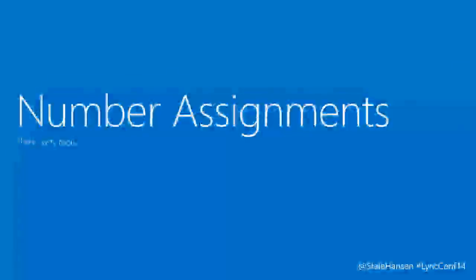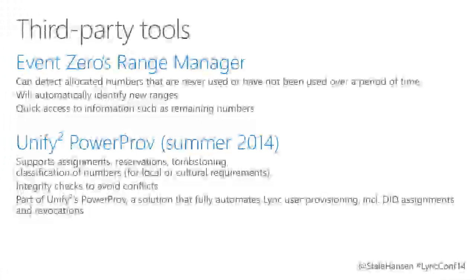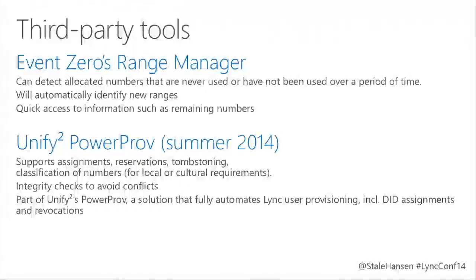You also have some third-party tools for this. You have Event Zero's Range Manager, and you have a common tool from Unify Square that's part of their PowerPro suite. So Event Zero can install an agent on your front-end server and will check if numbers are in use, what numbers are available, detect new ranges, and also see if numbers have been used at all, or you have numbers you don't own coming in over your trunk.